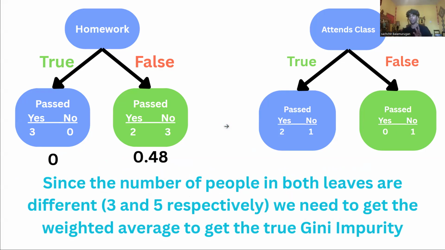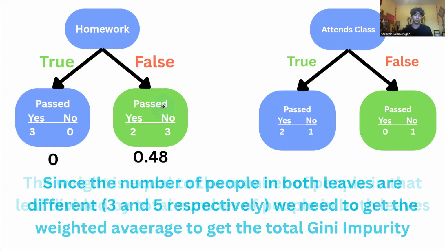So since we have these two now, we're not trying to find the Gini impurity for this entire branch, right? We're trying to figure out the Gini impurity for this homework branch. So how can we do that? How can we assign one value for both of these leaves? Well, what you can use is this thing called the weighted average to get the true Gini impurity. Okay.